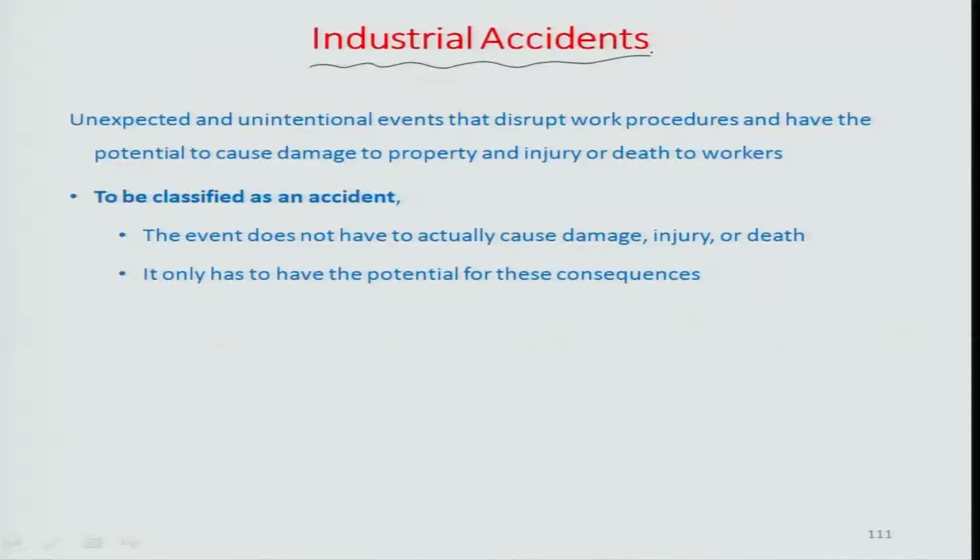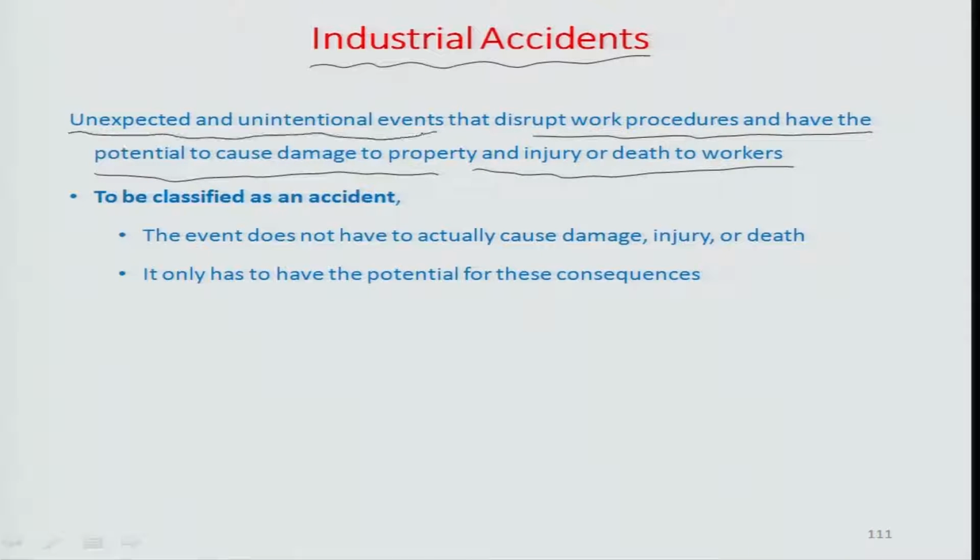Unexpected and unintentional events that disrupt work procedures and have a potential to cause damage to property and injury or death to the workers can be classified as the definition for industrial accidents. We can further classify an accident into two different types: one which actually causes damage, injury or death, and another which has only the potential of having these consequences.